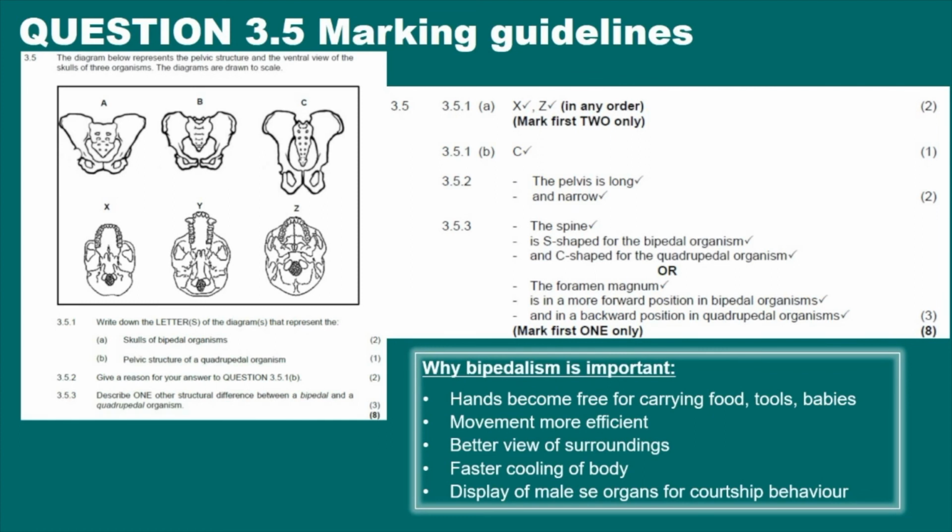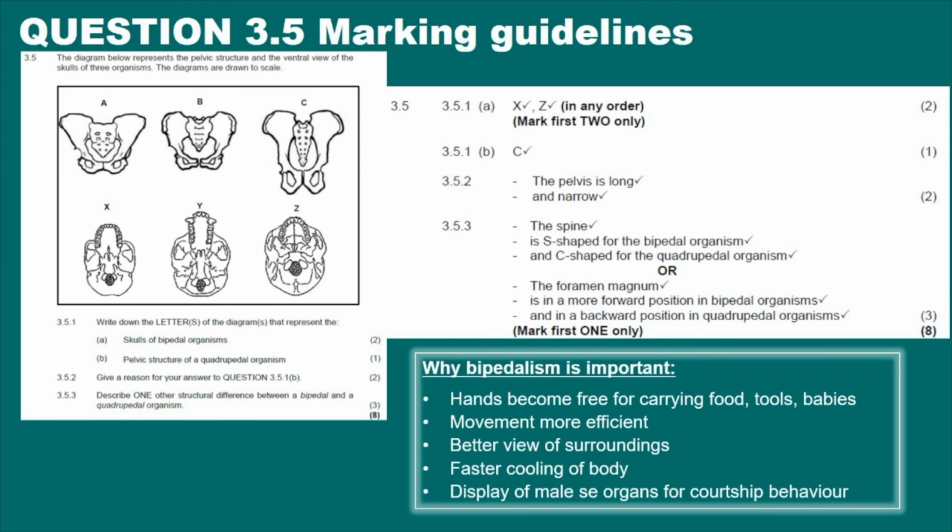The marking guidelines for question 3.5.1 say that they want the letter or letters that represent the skull of an organism that walks on 2 legs. That will be X and Z, in any order. It's only X and Z because of the location of the foramen magnum. If it's located to the middle, at the bottom of the skull, they will be able to walk on 2 feet. Y is not one of them because the foramen magnum is located at the back.